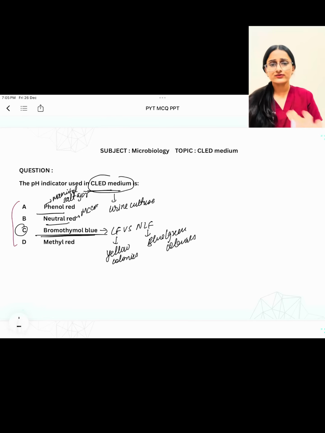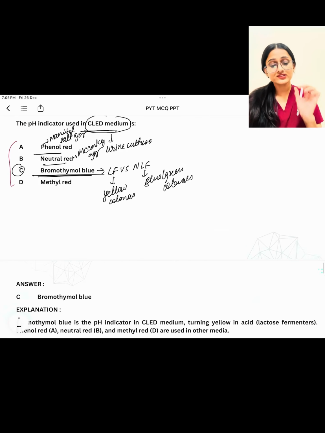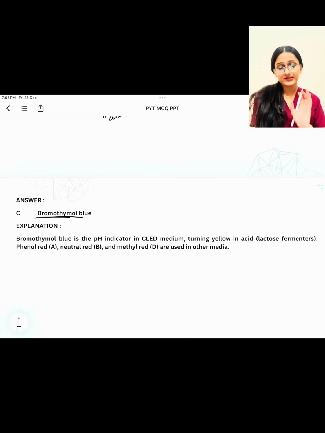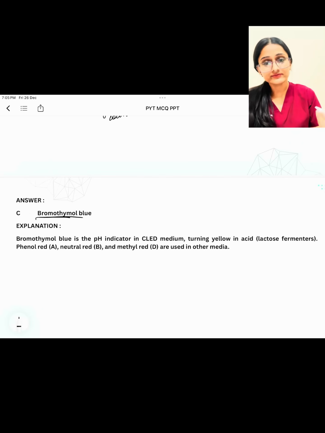So that's it, you have to remember for this. Bromothymol blue is a pH indicator in the CLED medium, turning yellow in lactose fermenters. Okay, and the rest of the others we have seen.